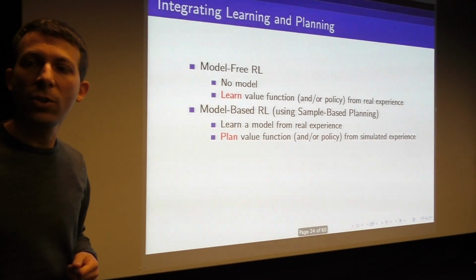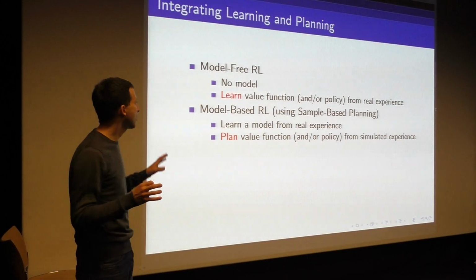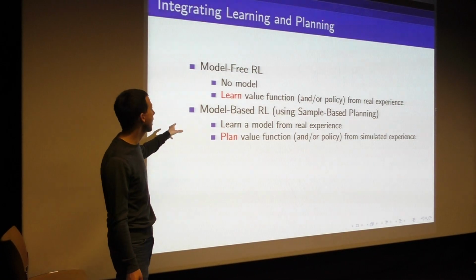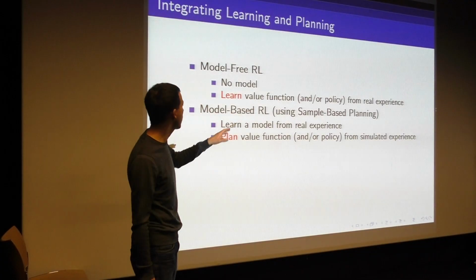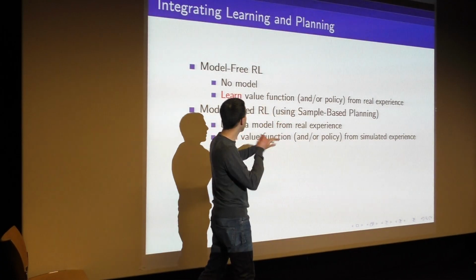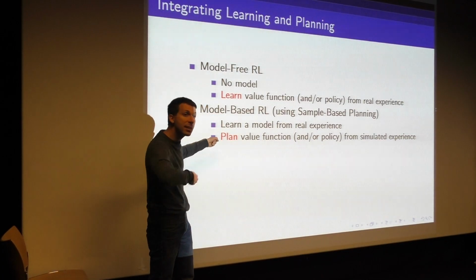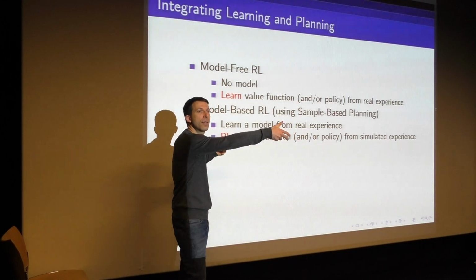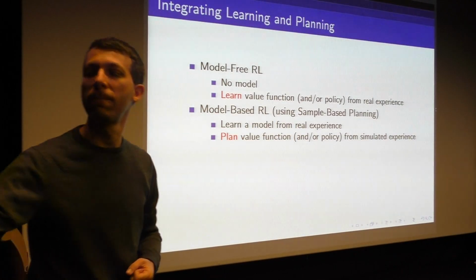Okay, so we're going to talk about how to integrate learning and planning together. The first slide of the introduction, we basically started off with this taxonomy again. Model-free RL, there's no model, and we learn the value function or policy from real experience. Model-based RL, where now we're considering sample-based planning as an example, where we learn a model from real experience, and we plan by simulating experience from that model, interacting with that stream of imagined experience and learning from it. So what if we combine these together?